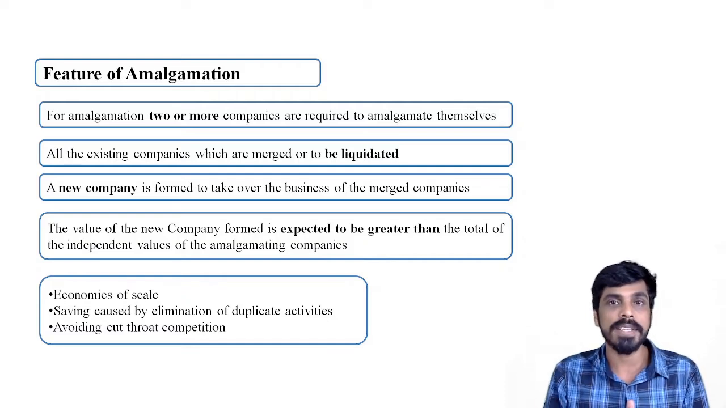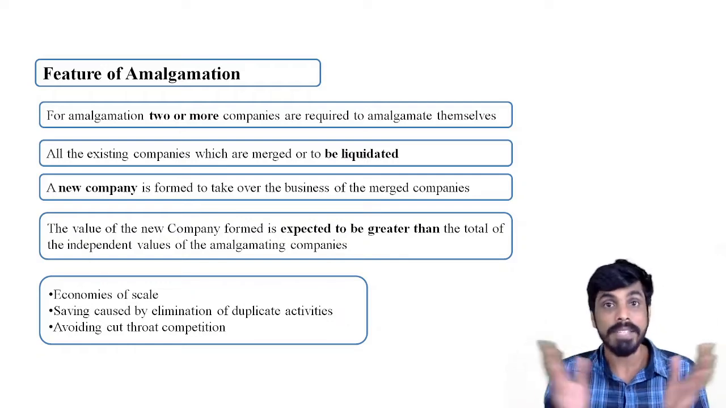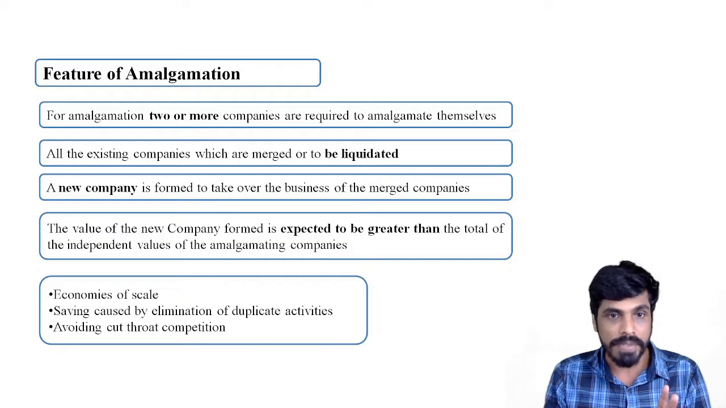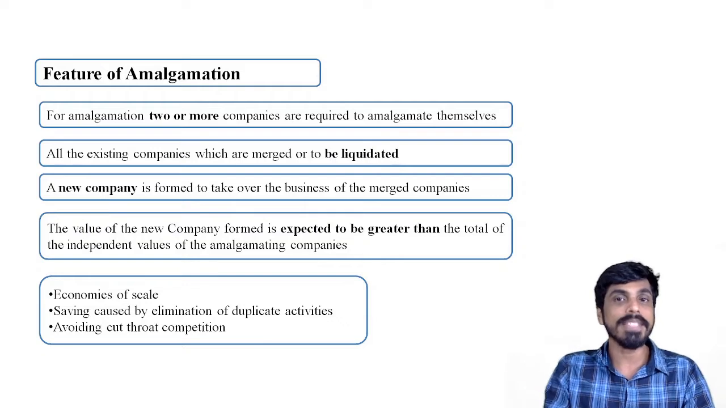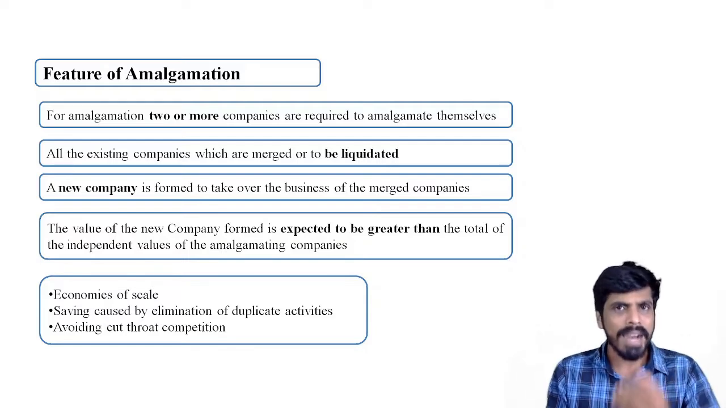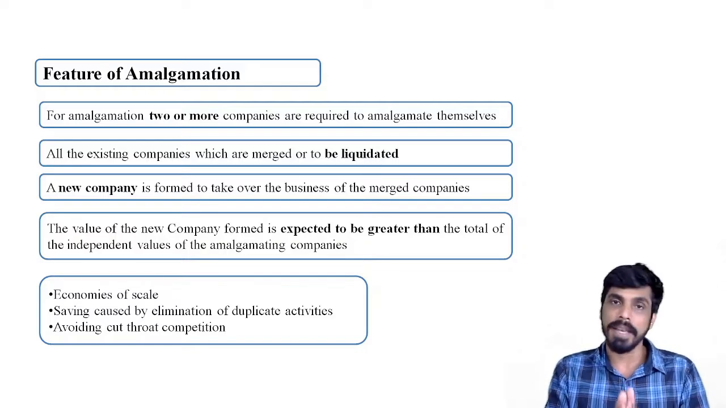And what's the purpose of this? Why are the companies going to be amalgamated? It is simple, to get economies of scale, because if they join together, they can save a lot. Productivity will be increased. That is known as economies of scale. So the first purpose of amalgamation is economies of scale. And second, savings can be caused through the elimination of duplicate activities, because they both are doing the same business. If they join together, a lot of similar activity can be done together. That means they can bring a lot of savings through the elimination of duplicate activities. And the last, avoiding cutthroat competition. So these are the aims or even objects for which every company goes for amalgamation.